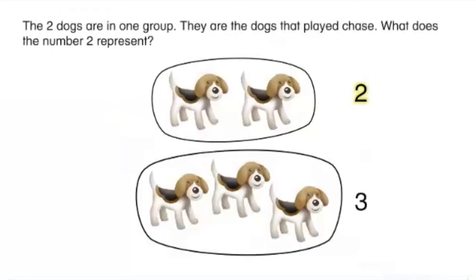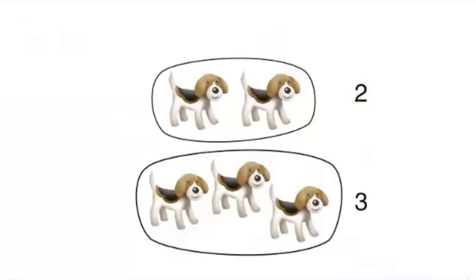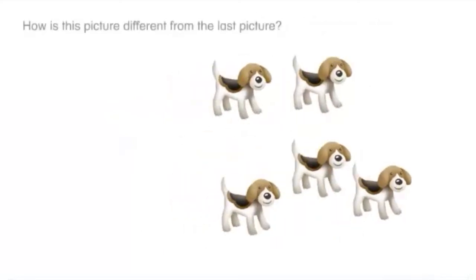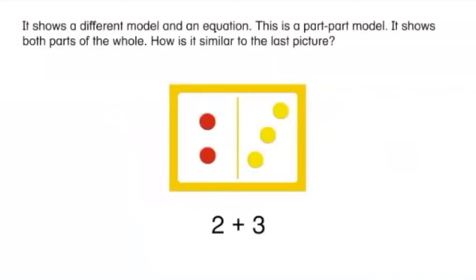What does the number 2 represent? The 2 dogs in the group. Does the model show how many dogs are in the other group? Yes, 3 dogs are in the other group. They are the dogs that played fetch. How is this picture different from the last picture? It shows a different model and an equation.